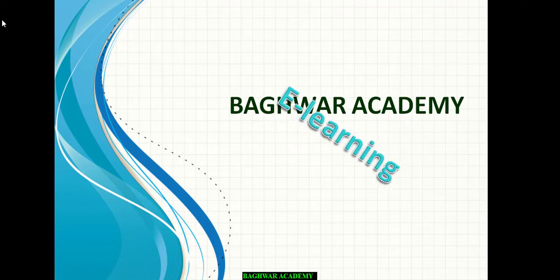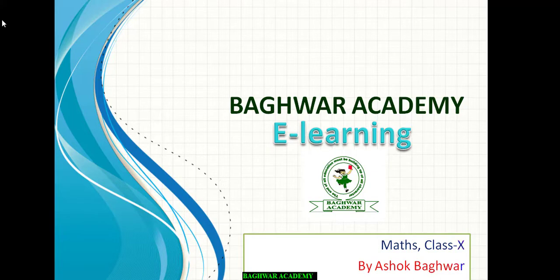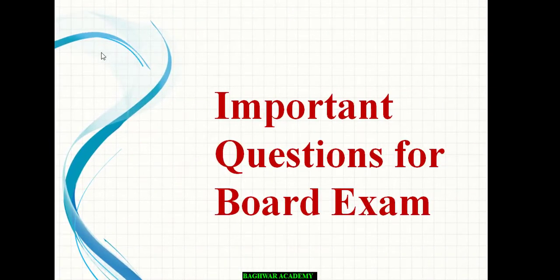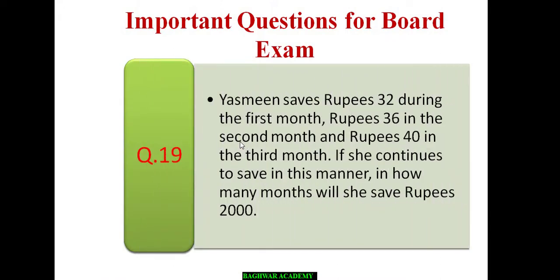As every day important questions are being sent in the series, today we have taken again from arithmetic progression one very important question, and your question is question number 19. Yasmin saves rupees 32 during the first month, rupees 36 in the second month and rupees 40 in the third month. If she continues to save in this manner, in how many months will she save rupees 2000?